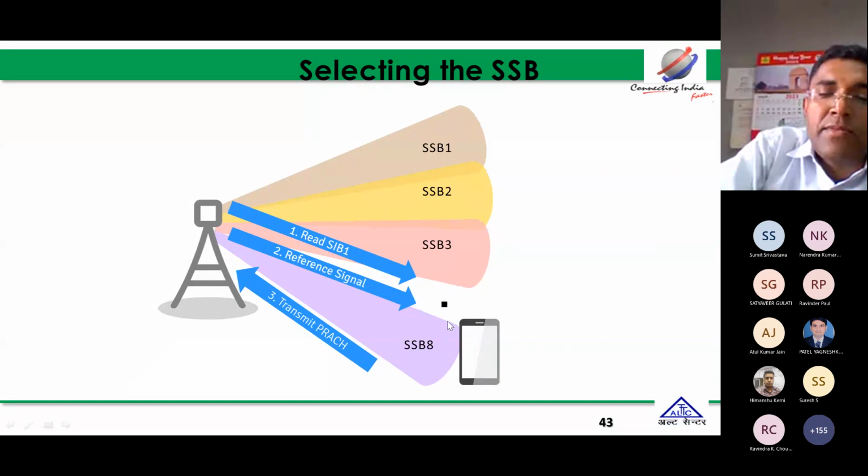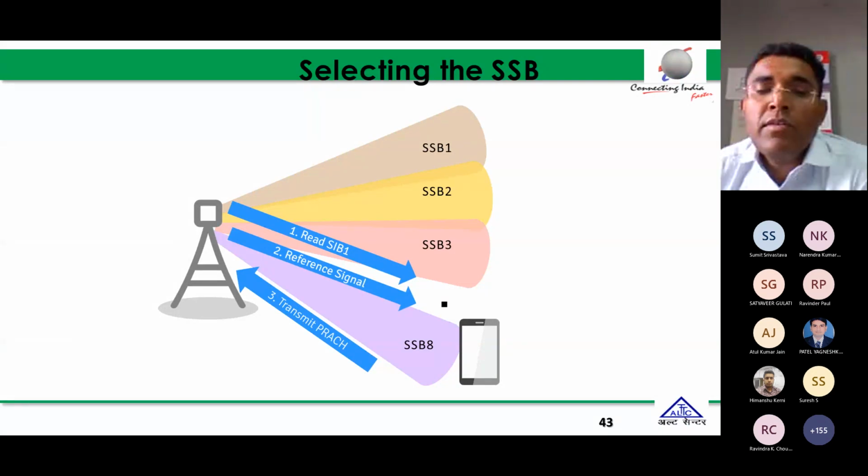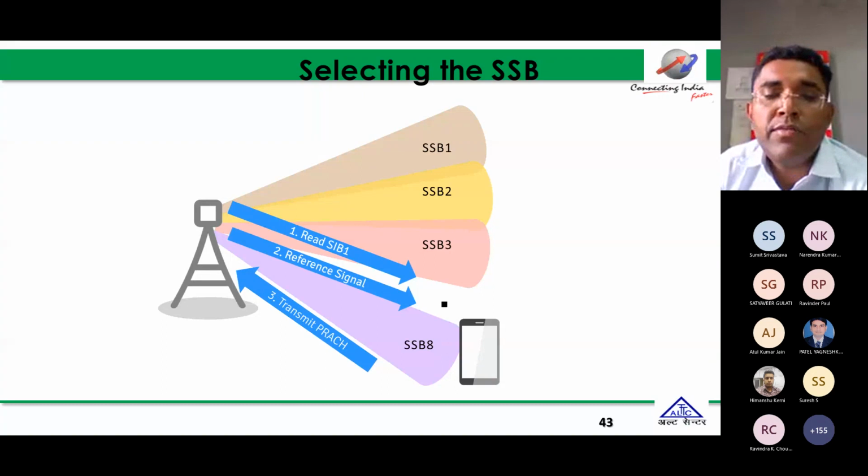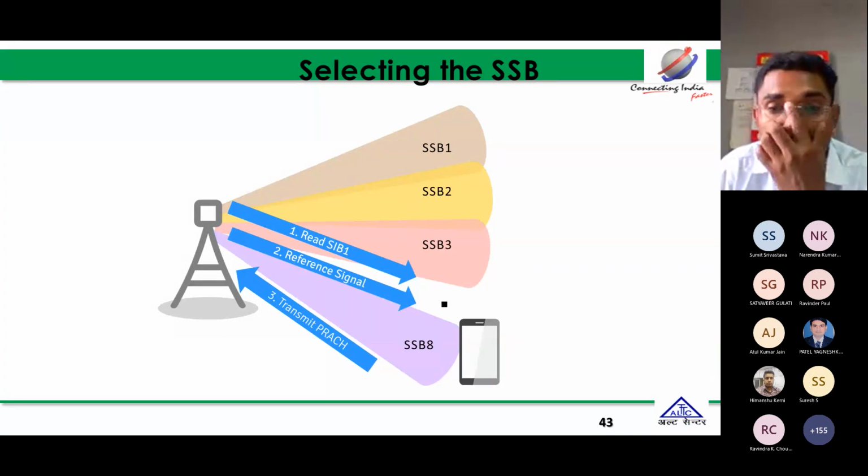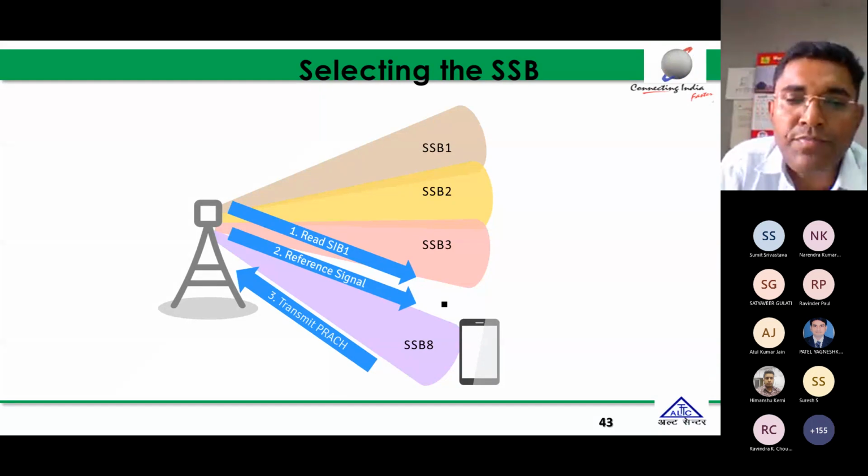And these are the steps. Read the SIB1 and reference signal, and then transmit the PRACH for uplink synchronization. This is how the UE latches with the gNodeB. And this beamforming is not only in the downlink direction. Beamforming is in both the 5G UE as well as the gNodeB; both are using beamforming in the downlink as well as in the uplink direction.